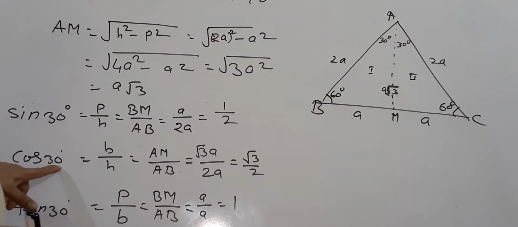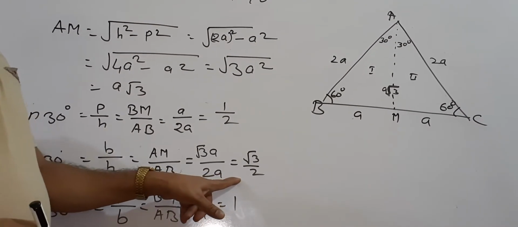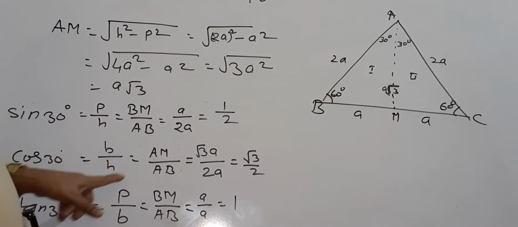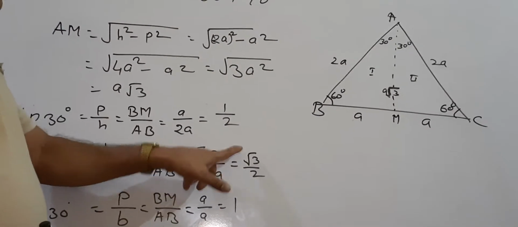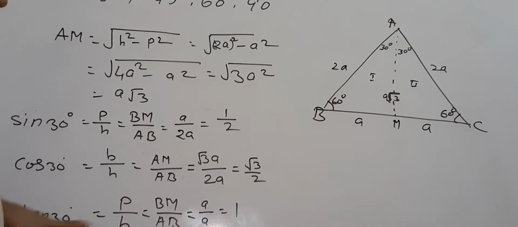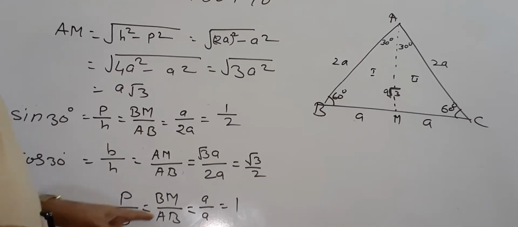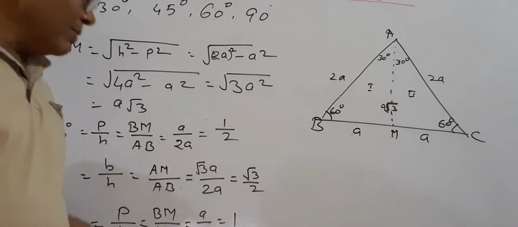Similarly, cos 30 degree is equal to root 3 by 2, and the reverse of cos is sec. So sec 30 degree is equal to 2 by root 3. Tan 30 degree is equal to 1. So cot 30 degree is equal to 1 by 1, which is 1.